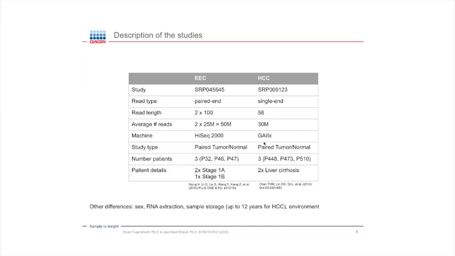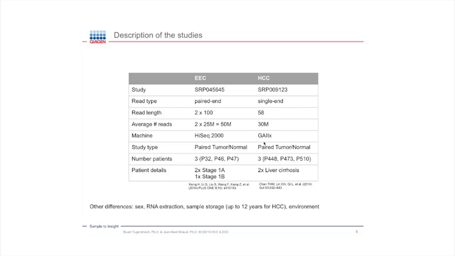I expect that all of the patients in the EEC study will be female, and I know that all of the ones in the HCC study are male. So if there's a difference in gene expression just due to the gender of the patient, then I won't be able to tell that apart from the difference between the two cancer types, between the two study types.